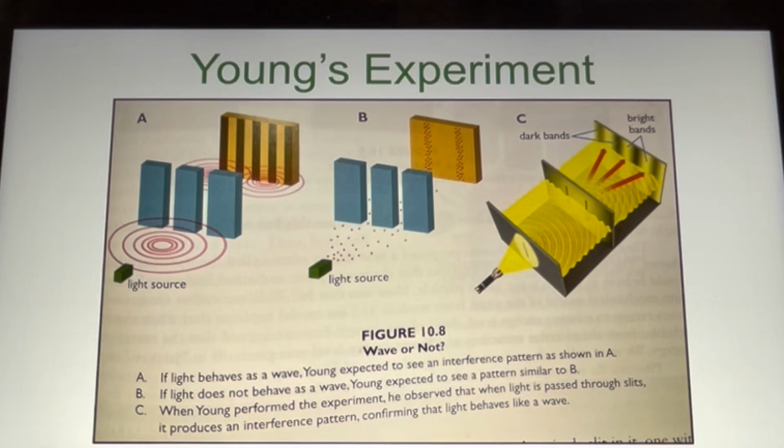Figure 10.8c, this one, shows Young's results. He observed alternating bands of light and dark. In other words, Young observed an interference pattern. The bright band on the screen showed constructive interference, and the dark band showed destructive interference. Therefore, Young's experiment showed that light does in fact behave like a wave.